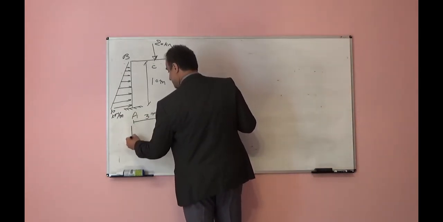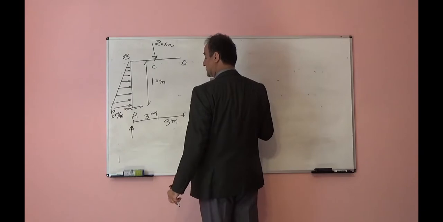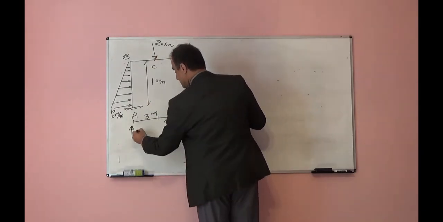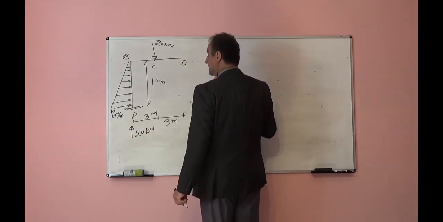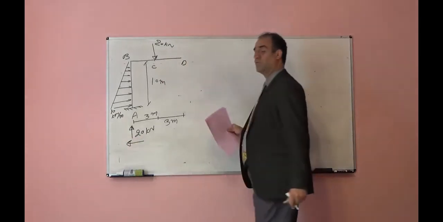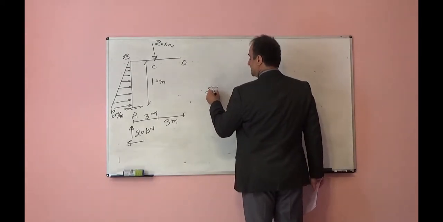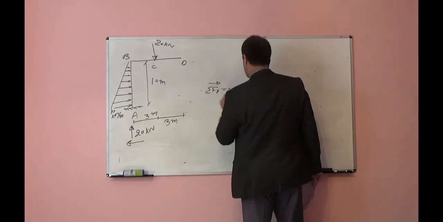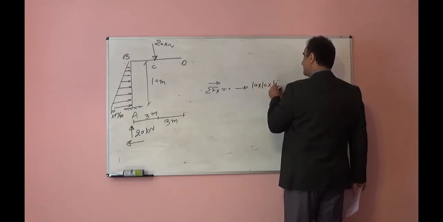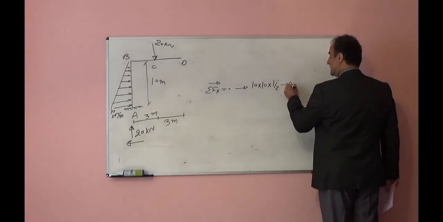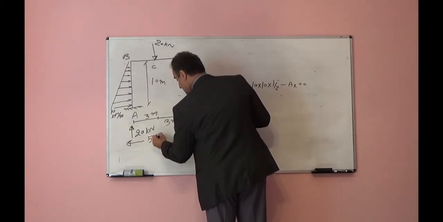If I want to find the reactions, Ay will be equal to 20. Summation of force in the vertical direction is equal to 0: Ay minus 20 is equal to 0. So Ay will be 20 kilonewton. For Ax, summation of forces in the horizontal direction is equal to 0. In the horizontal direction, I have the area underneath that triangle, 10 times 10 times half, minus Ax is equal to 0. From there, Ax will be 50 kilonewton.